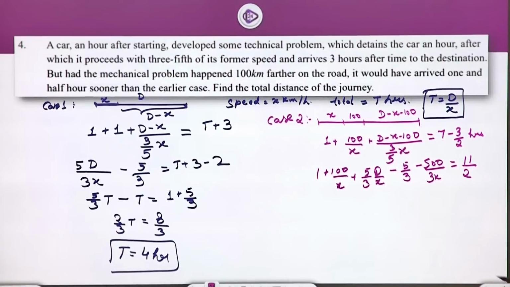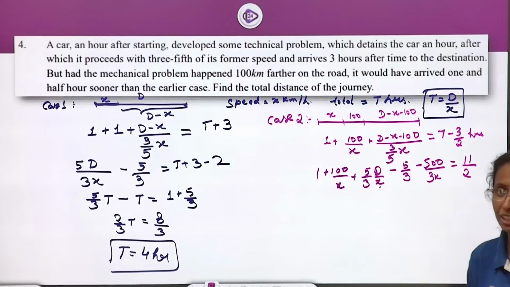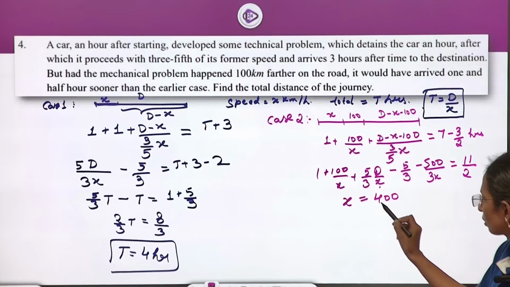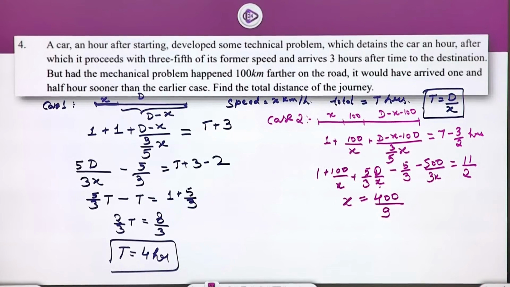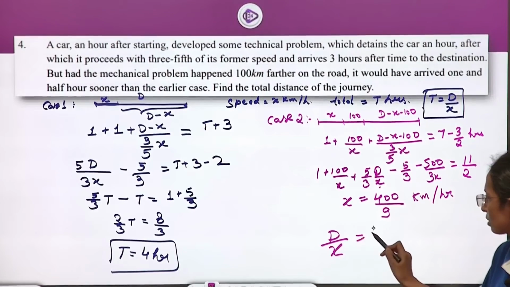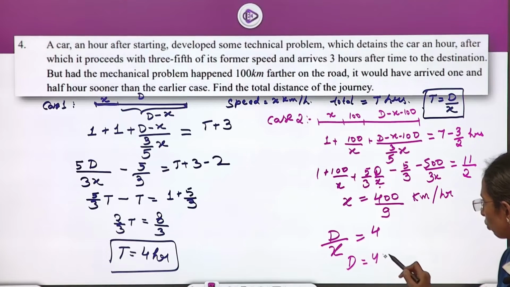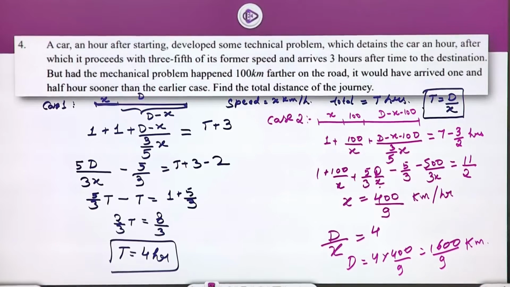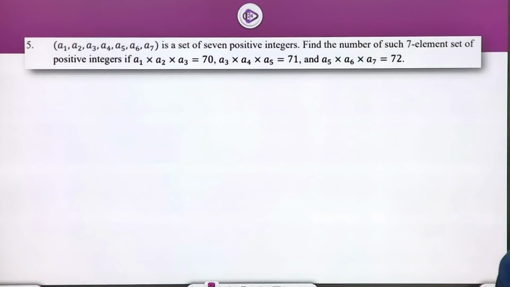Now, when we solve this equation by substituting the value of d by x as 4 and solve for x, we will be getting x as 400 upon 9. This would be the speed of the car in kilometers per hour. And we need to find the distance. Now, distance upon x is equal to 4. So distance is equal to 4 into 400 by 9, that is 1600 by 9 kilometers, your total distance. Now, coming over to the next question, that is the 5th question.